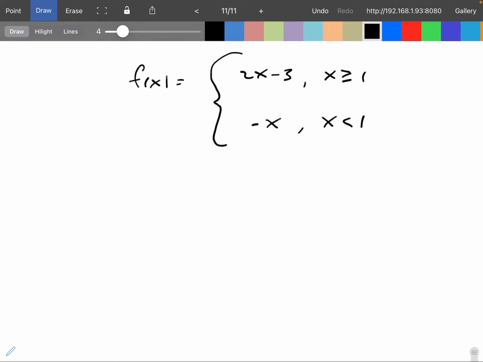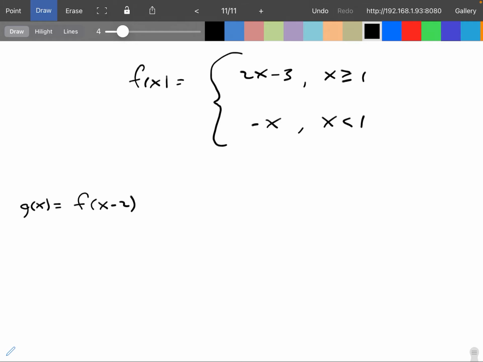It's one line graph to the left of x equals 1, and then it's a different line graph to the right of x equals 1. But those are our two pieces. And then what we want to do is transform this thing. So we're going to make a new function now. This new function is going to be g of x, and it's going to be f of x minus 2, just like I did on that previous example for you guys.